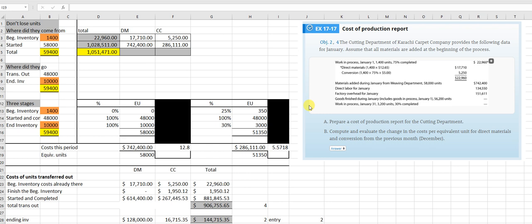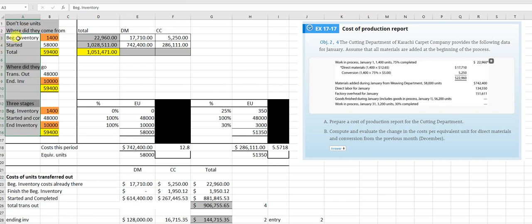Here's a walkthrough of a cost of production report. This is exercise 17-17, so I would encourage you to go print it off and try it before you watch this video. But anyway, remember the first thing that I do is I need to set up this right here. I'm going to do that before I do anything.